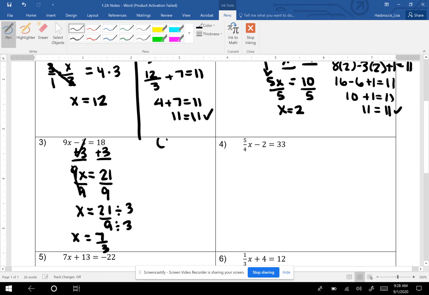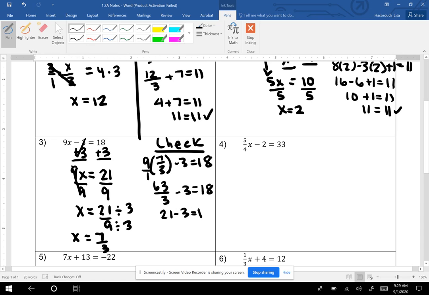To check it, we'll plug that into the original problem. So 9 times 7 over 3 minus 3, and we'll see if that equals 18. To multiply 9 by 7/3, I'm going to multiply straight across. Notice I put the 9 over 1. So 9 times 7 is 63. 1 times 3 is 3. 63 divided by 3 is 21. And 21 minus 3 is in fact 18. So it works.